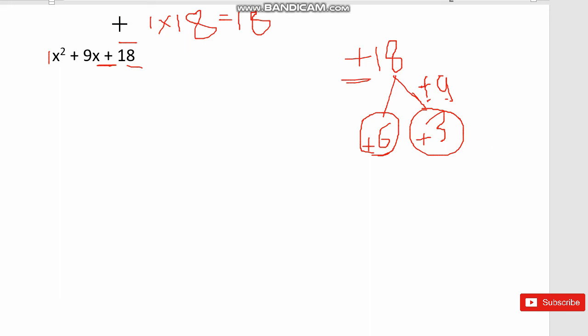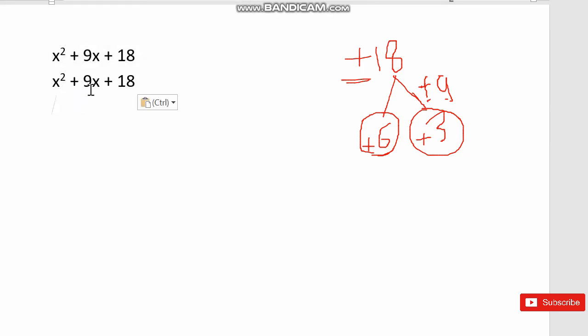So what can we write here? Let us see. In the fourth term, just copy and paste here. And what do we become here? Making the splitting. It means 6x plus 3x. So what do we get here? x square plus 6x plus 3x.